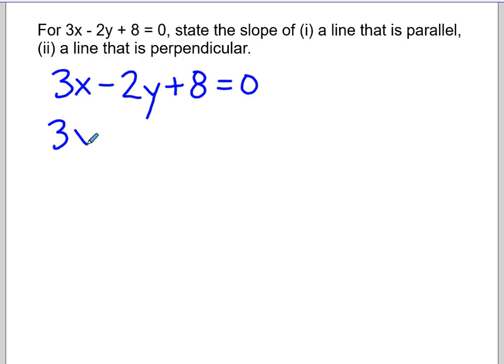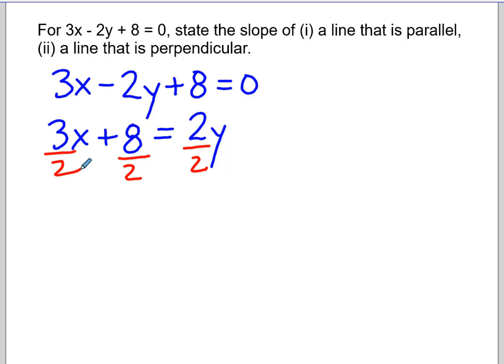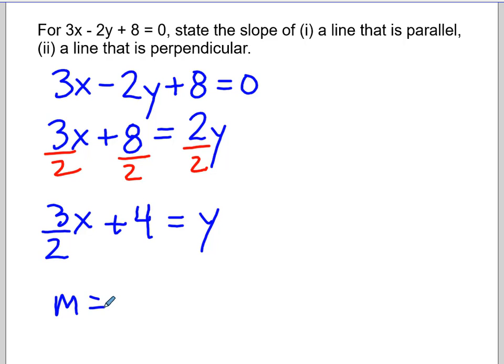If I add 2y to both sides, I'm getting closer to getting the y by itself. Then if I divide everything by 2, I end up with 3 over 2 times x plus 4 equals y. Even though the y is on the right hand side, that's still okay. It's still y equals mx plus b, still that format. So the slope for this equation is 3 over 2.